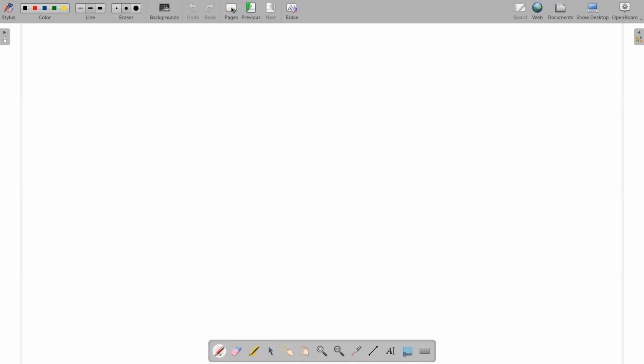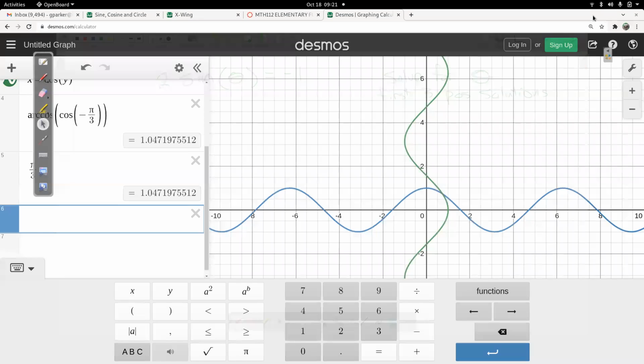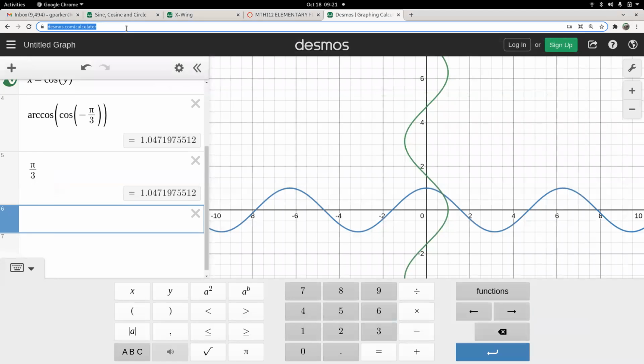Let's suppose we had a situation where we had to solve a trig function. Let's try twice the sine of theta is equal to -1, and we want to solve for theta, and we need the first 3 positive solutions for this situation. So we can graph this and see there's going to be a whole bunch of solutions.